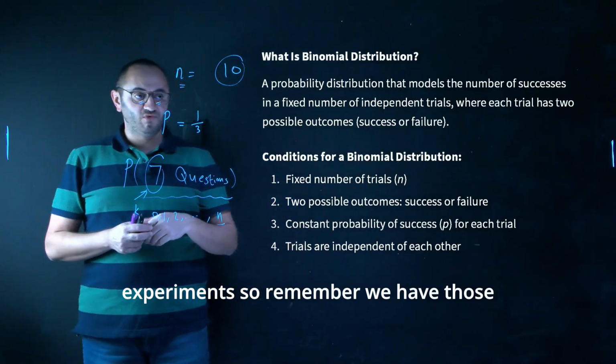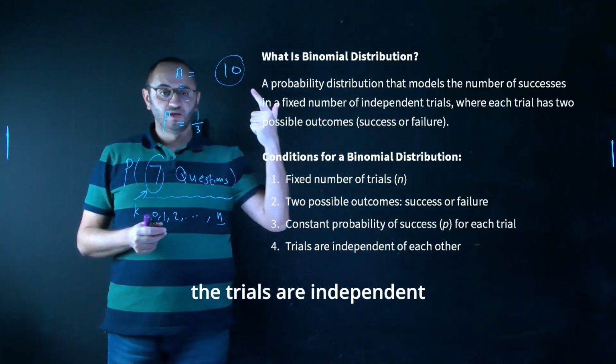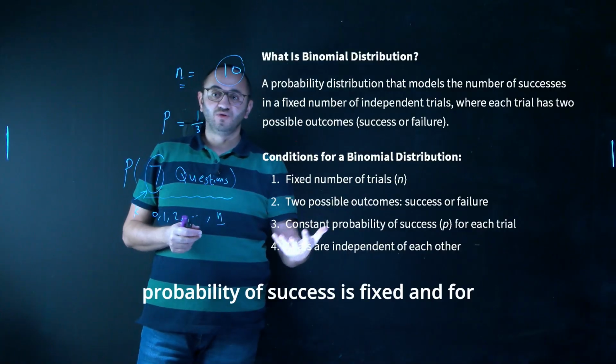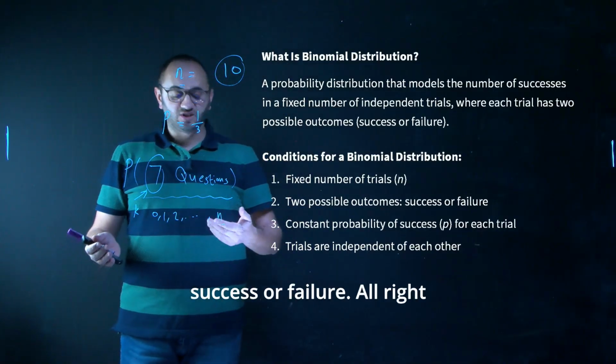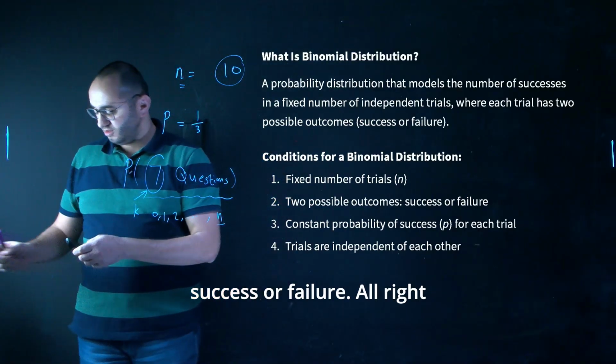So remember, we have those conditions. The number of trials is fixed. The trials are independent. The probability of success is fixed. And for each trial, we have success or failure. All right?